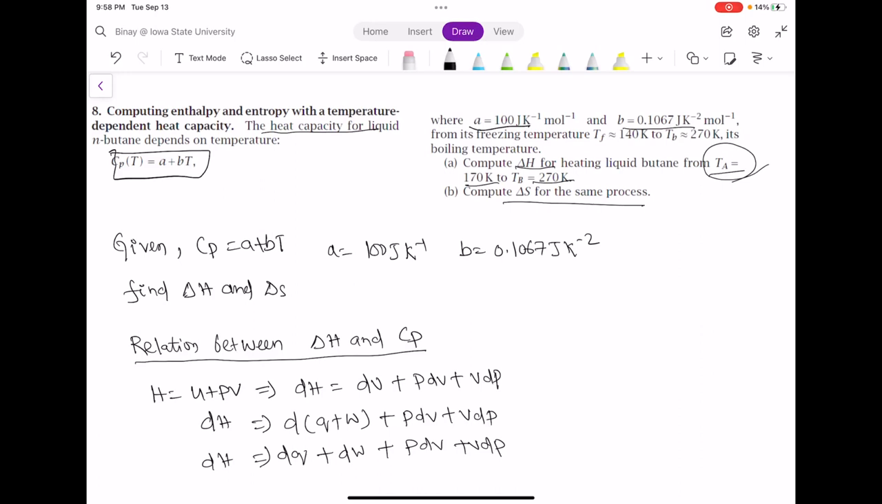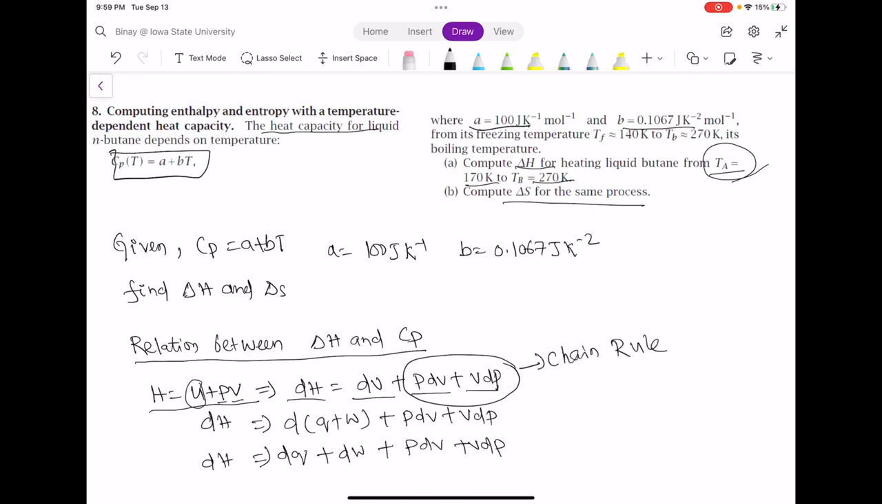So before deep diving into the equations, let's solve what is the relation between delta H and Cp. We know that H equals U plus PV, where U is internal energy, P is pressure and V is volume. I'll write it in differential form, so dH will be dU plus PdV plus VdP, based on the chain rule.